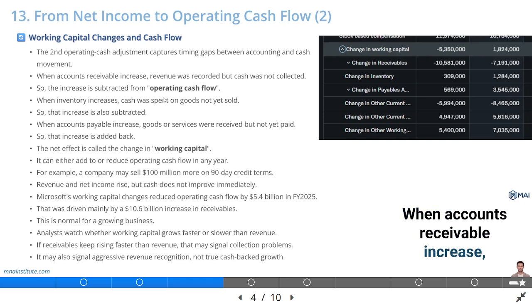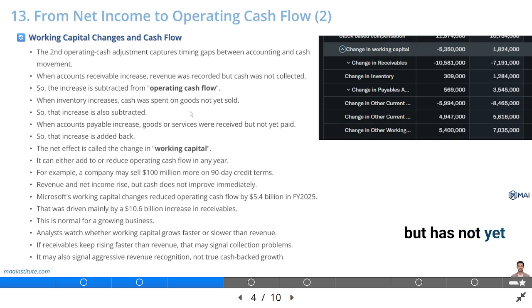When accounts receivable increase, the company recorded revenue but has not yet collected the cash, so the increase is subtracted from operating cash flow. When inventory increases, the company spent cash on goods not yet sold, so the increase is also subtracted. When accounts payable increase, the company received goods or services but has not yet paid for them, so the increase is added back. The net effect of these movements is called the change in working capital, and it can either add to or drain operating cash flow in any given year.